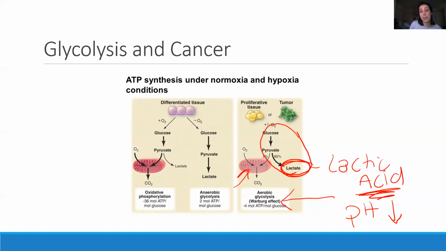All right, well, that is the end of our first chapter looking at glycolysis.